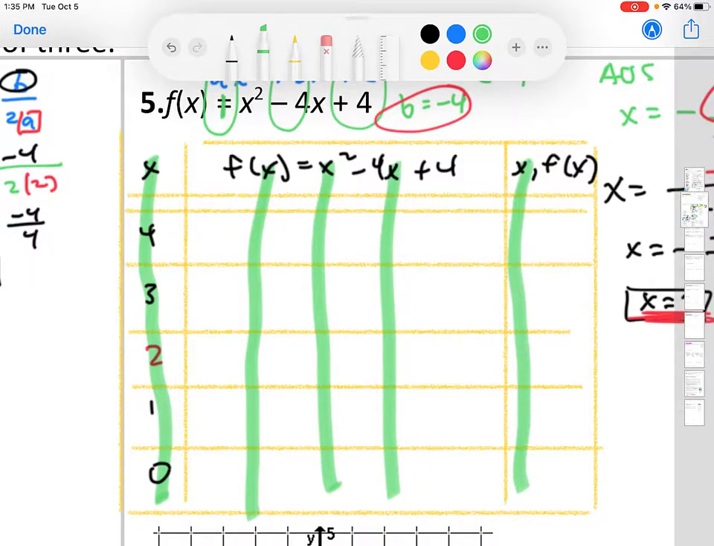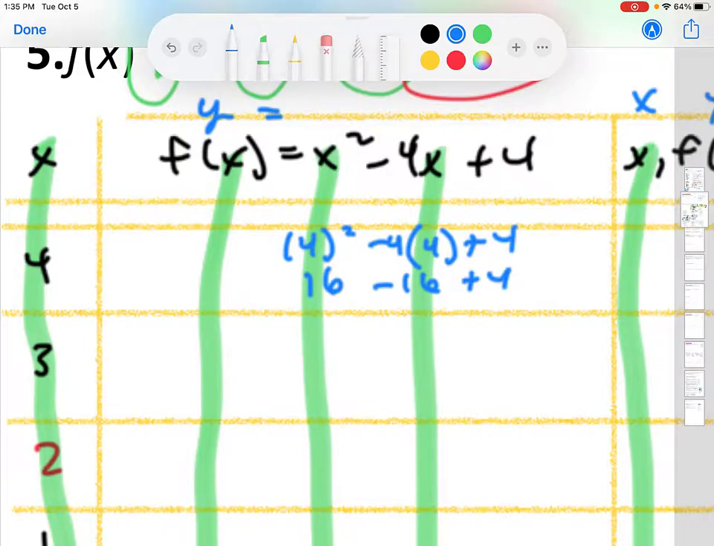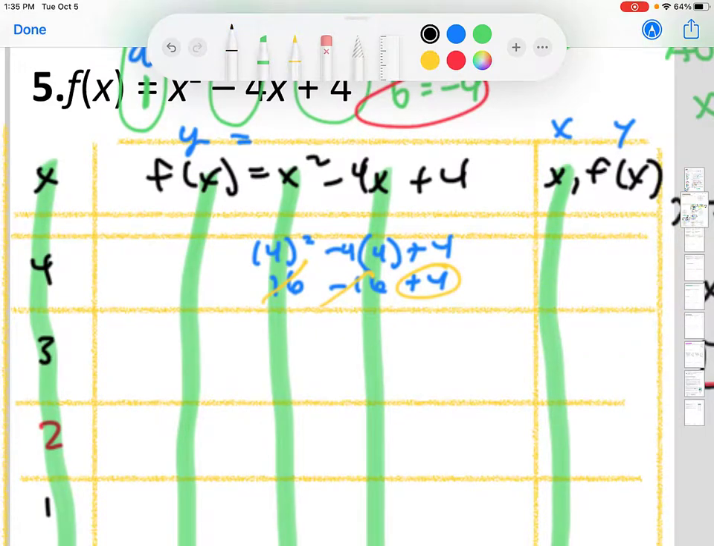Okay, why did I not do it on the far right column? Remember, f of x is the same thing as your y values. So you could just say y equals all that stuff. If that kind of messes you up or helps you, then use it. Okay, substitutions we put in with parentheses. Feel free to use a calculator. 4 squared is 16. Negative 4 times 4 is negative 16 plus 4. So that equals 0, and we're just left with 4. So my ordered pair is going to be 4, comma 4, because our x value is 4, and my y value, or my output, or my answer is 4.